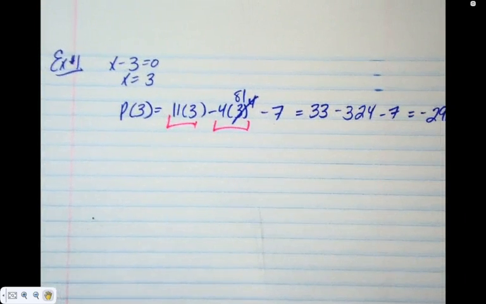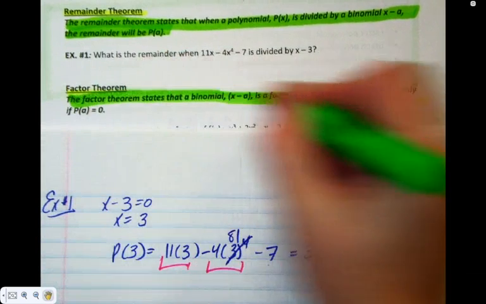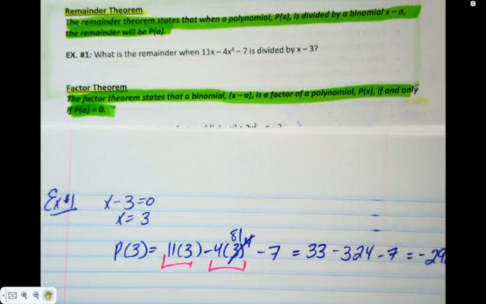Factor theorem states that a binomial x minus a is a factor of a polynomial p of x if and only if p of a equals 0. It's really the same thing as remainder theorem. What it's saying is if you get a remainder of 0, it divides evenly. If it divides evenly, it's a factor. That's all this is saying: if you do exactly what we did above and you get a number of 0, yes, that binomial is a factor.